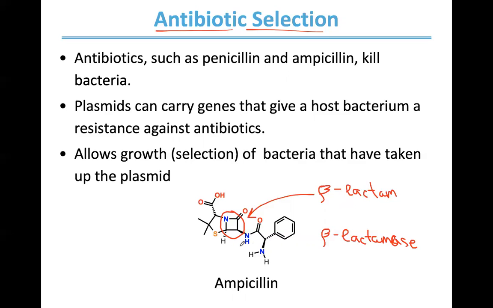So in other words, if you have beta-lactamase here, it's going to open this ring. This is sulfur. What else is here? Nitrogen, and so on and so forth. Beta-lactamase gives an inactive antibiotic.